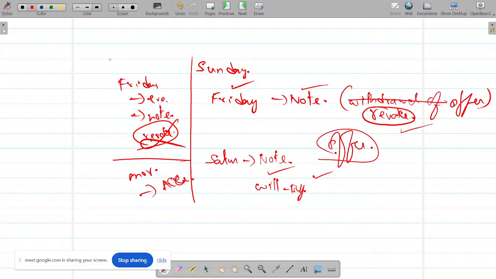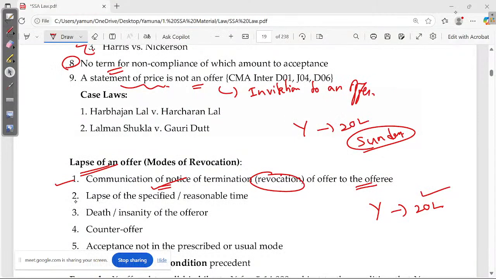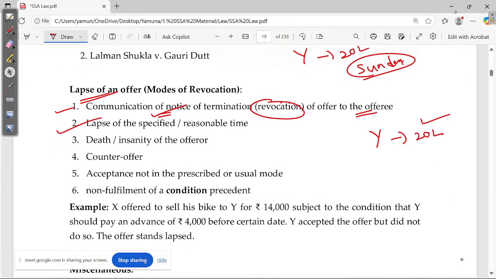Okay. So these all contents relate to revocation of offer term. Let me come again to the point a bit later. So the second one, lapse of the specified or reasonable time. So I'm just keeping it for Sunday and you're not accepting it. Death or insanity of the offeror. What do you mean by going insane? Becoming a lunatic, which is losing the mental capacity. Counter offer, yes, already we have discussed, a counter offer will never end in a contract because it is terminating the original offer. You have accepted, but not in the prescribed or usual mode.